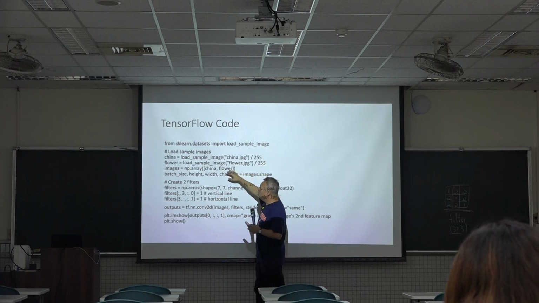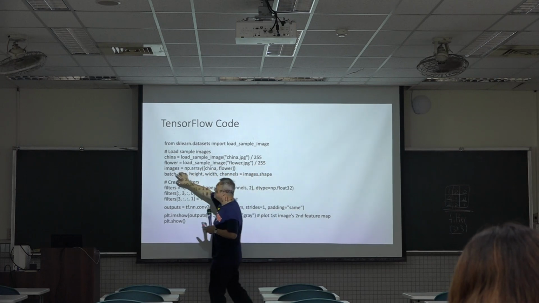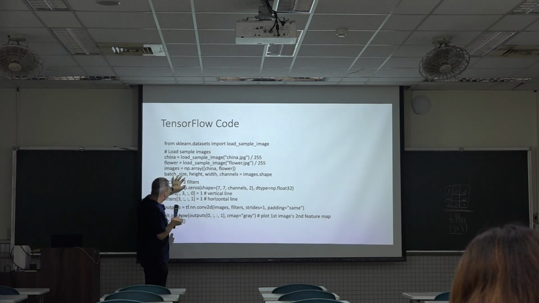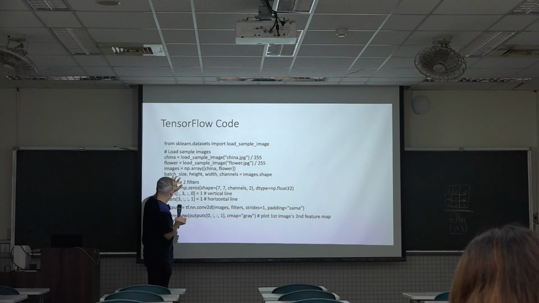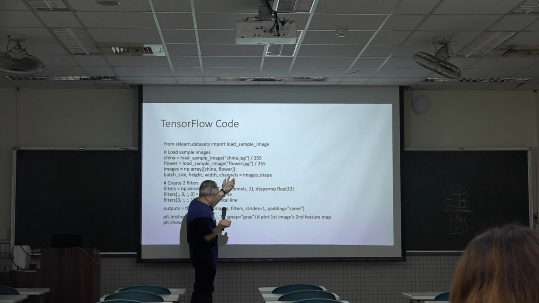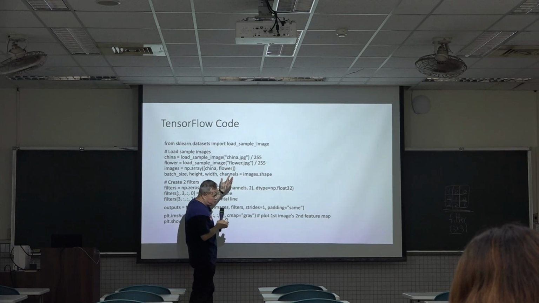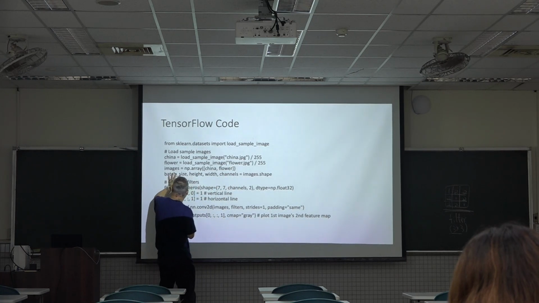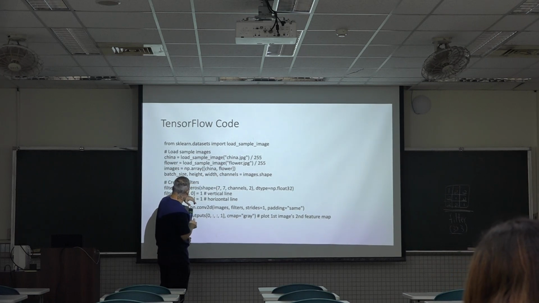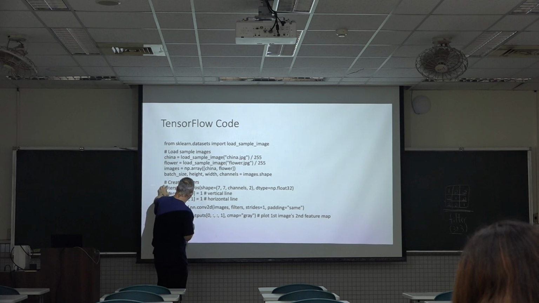And then we put them together into an array with this shape: batch size, height, width, channels. In which channel is 1, obviously, because it's grayscale, and the batch size is 2, plus the height and width. So then we create two filters.